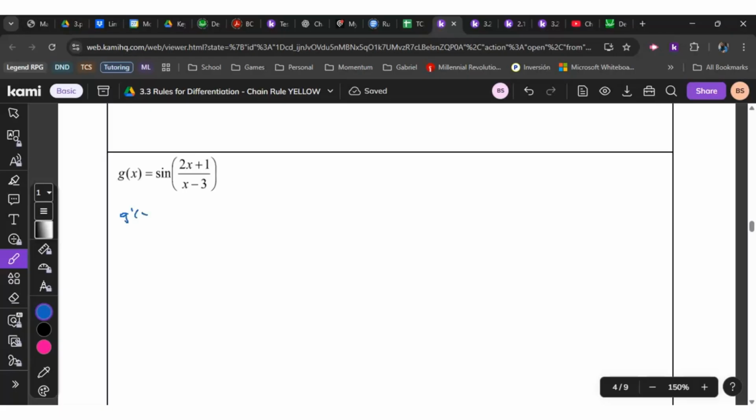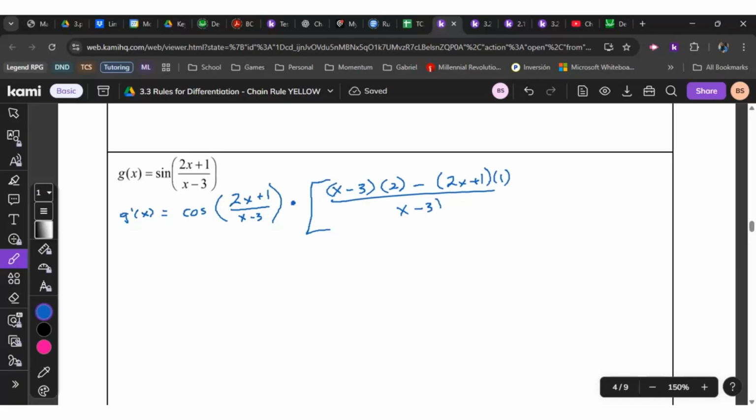So g prime of x is going to be the derivative of the outside, which is just sine. So it's cos, yes, the derivative of sine is cos. Cosine of my big mess. And then I'm going to multiply it by the derivative of the inside. I'm going to use a nice big bracket here because I need to do a quotient rule. So low d high, which is 2, minus high d low all over low squared.